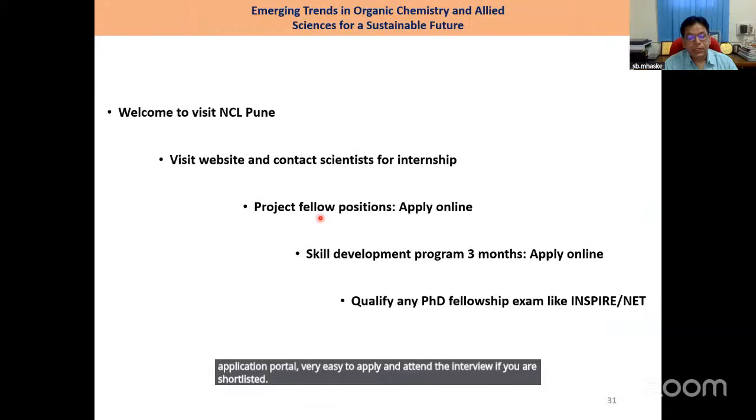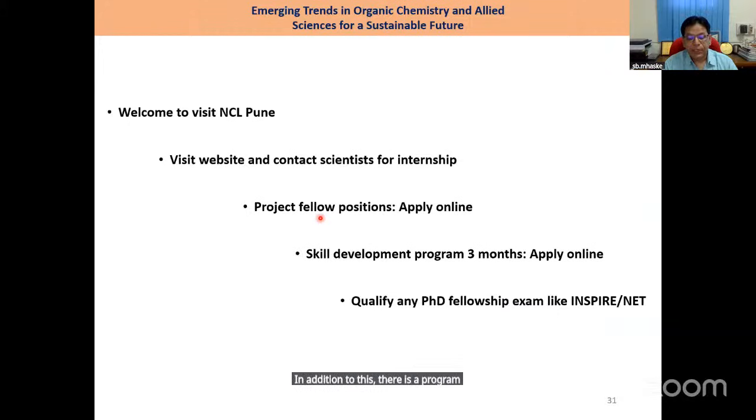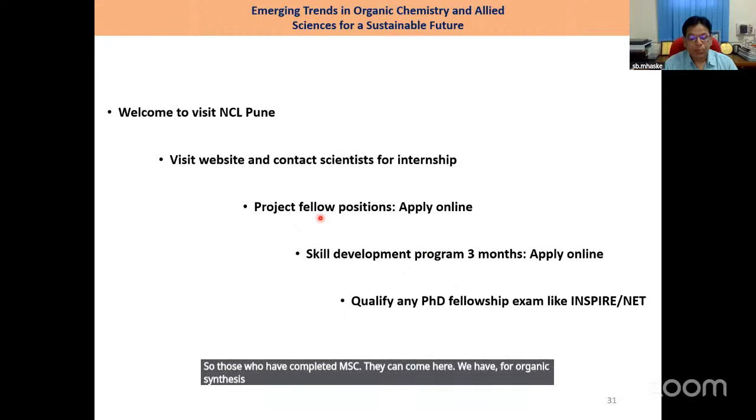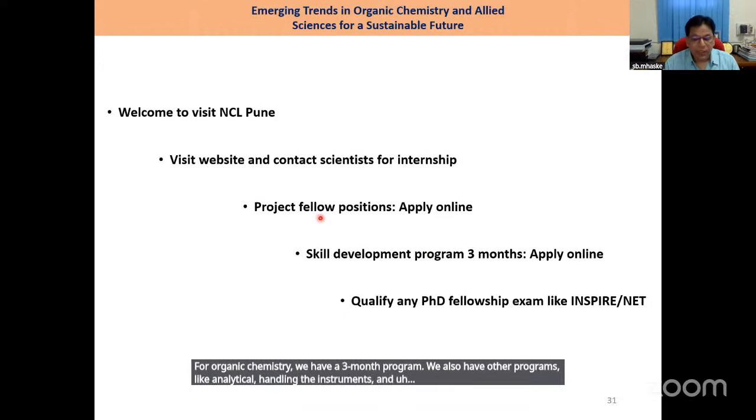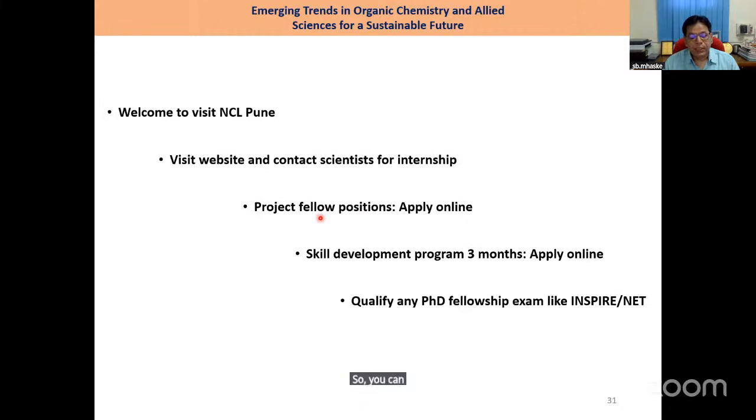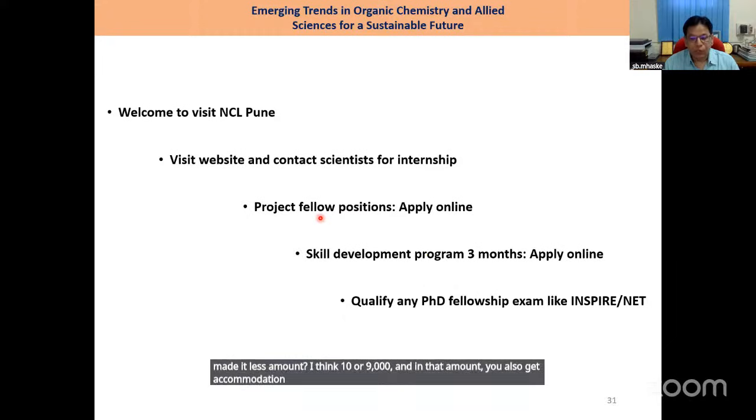In addition to this, there is a program called skill development. Those who have completed MSc can come here. There are many skill development programs at NCL. For organic chemistry, we have a 3 month program. We also have other programs like analytical, handling instruments like GC, HPLC, and even NMR. The skill development fee is very small, I think 9 or 10,000, and in that amount you also get accommodation and one meal.